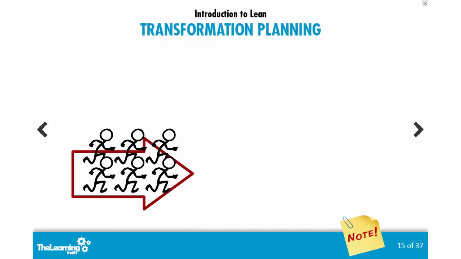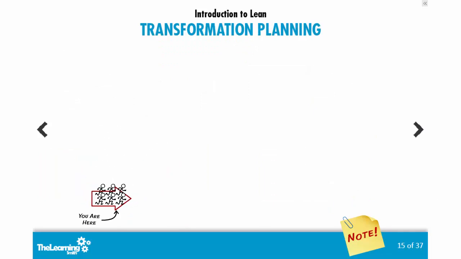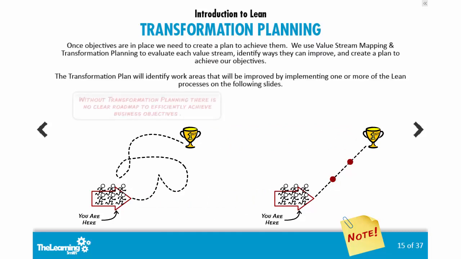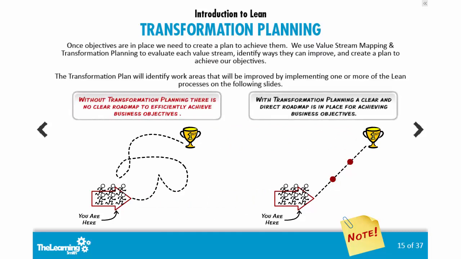Once objectives are in place, we need to create a plan to achieve them. We use value stream mapping and transformation planning to evaluate each value stream, identify ways they can improve, and create a plan to achieve our objectives. The transformation plan will identify work areas that will be improved by implementing one or more of the lean processes on the following slides. Without transformation planning, there is no clear roadmap to efficiently achieve business objectives. With transformation planning, a clear and direct roadmap is in place for achieving business objectives.